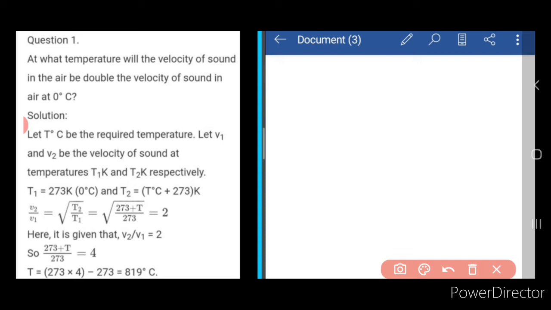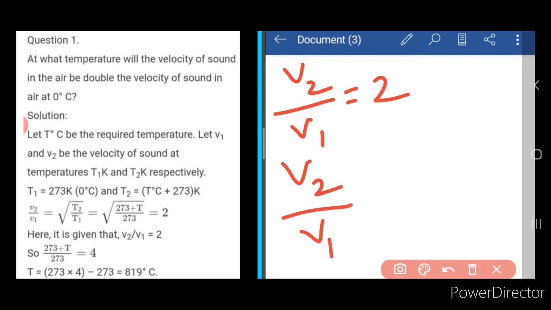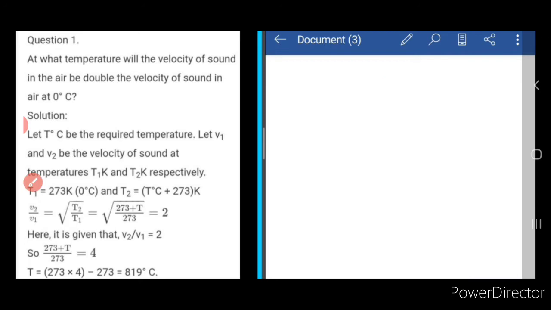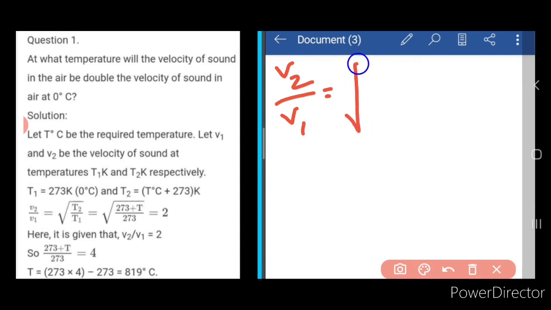So we said that V1 and V2 are the velocities of sound at the temperatures T1 and T2. So V2 divided by V1 is equal to 2, because it is double the velocity of sound in air at 0 degrees C. Now we know the equation: V2 divided by V1 is equal to the square root of T2 divided by T1. This is the formula we are going to substitute.